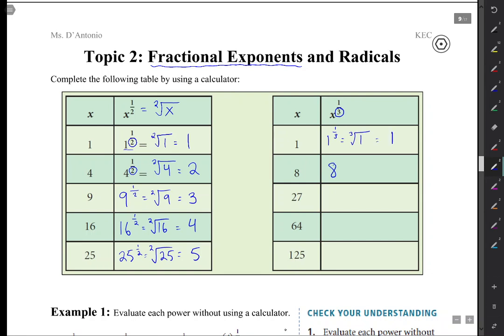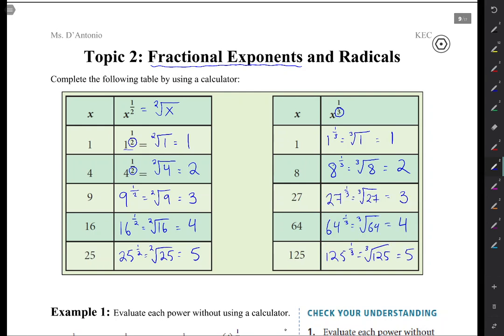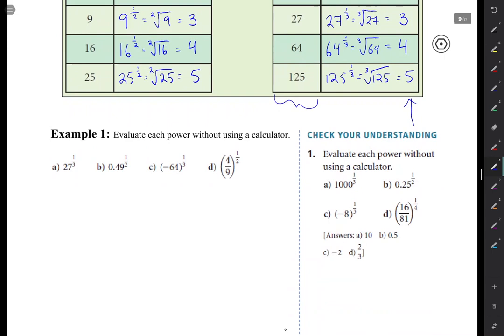If we do the same thing with the number 8, we would have 8 to the power of 1 over 3, which turns into the third root of 8, which is 2. So I'm going to continue filling out this chart as well. Okay, so I finished filling out this chart here, which just resulted in us taking the cube root of all of these numbers and getting these answers. So let's look at some other examples here.